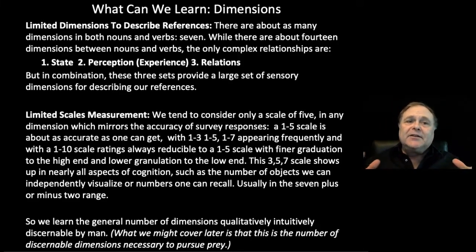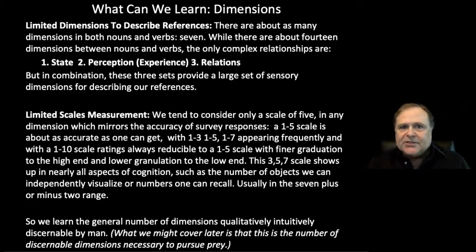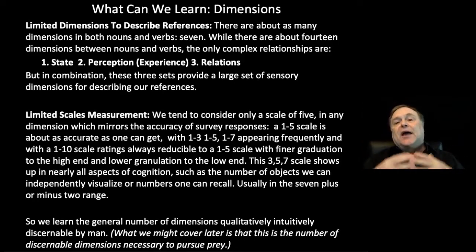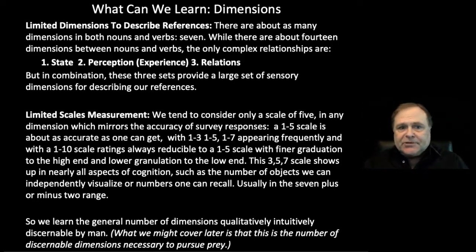So there are limited dimensions to describe whatever we're referring to. There are about 7 dimensions in both nouns and verbs, about 14 between the two of them. And the only complex relationships are state, perception, and relations. But in combination, these three things provide a huge set of sensory dimensions. Three points test a line, but if you put a bunch of lines and they all intersect at the same point, then you have a really unambiguous set of descriptions. And really that's what we do with language. We disambiguate through increasing precision along a number of axes.